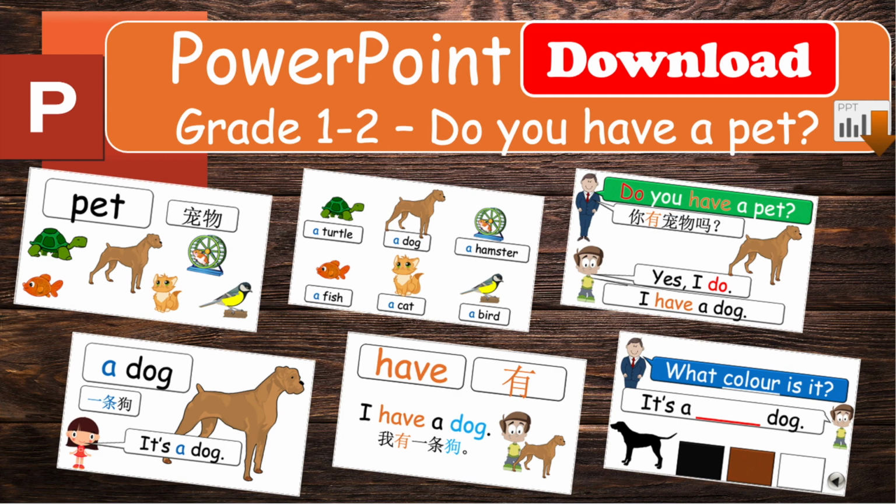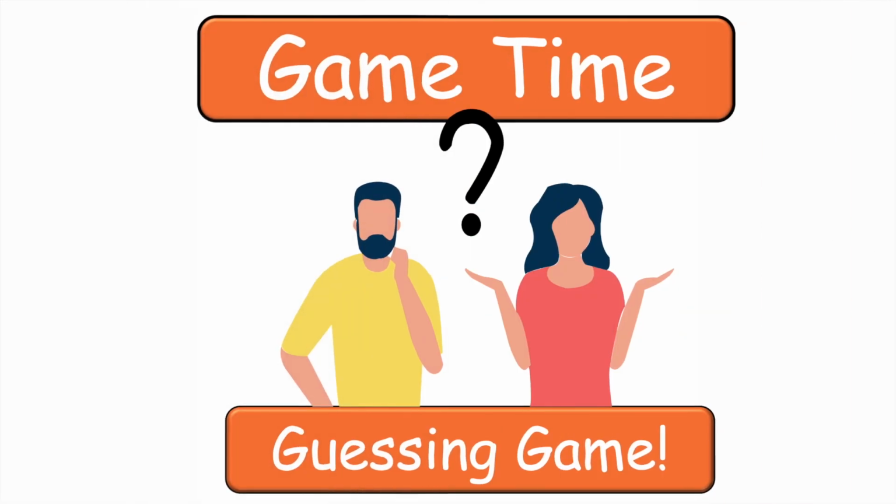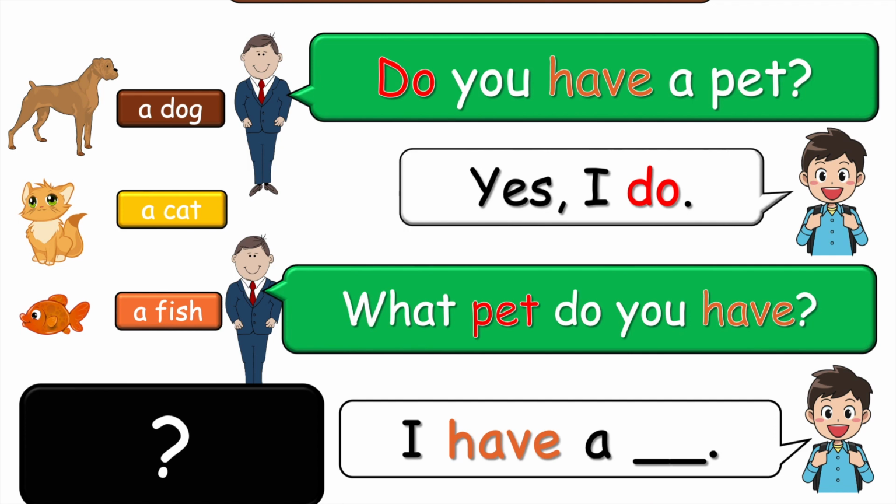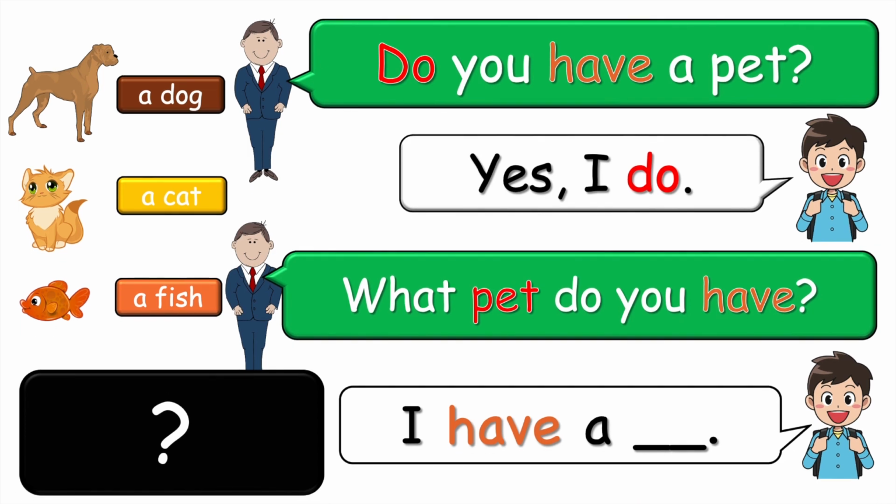Okay, here's an example from the Do You Have a Pet lesson. Same sort of deal here. Now it's a little longer dialogue. So, do you have a pet? Yes, I do. What pet do you have? I have... and there's 3 choices: a dog, a cat, a fish. They could say, I have a fish.